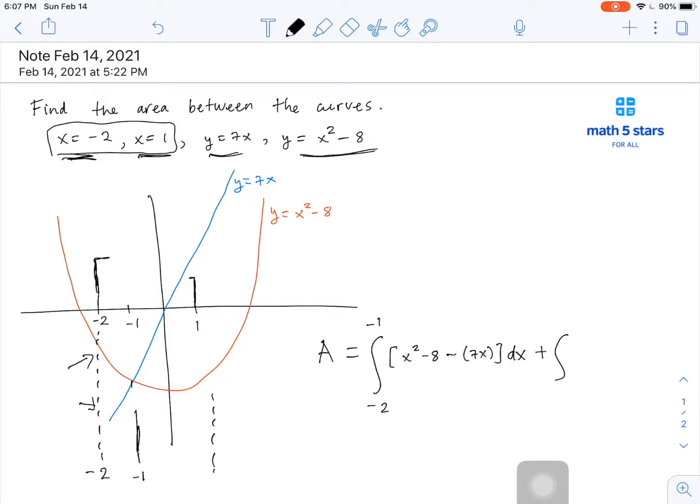Then the next integral is going to be from -1 to 1, because from -1 to 1 the top graph, the graph that is above the other graph, is the 7x. 7x is above x squared minus 8. So we're going to write 7x minus (x squared minus 8). This is how we set up the integral.